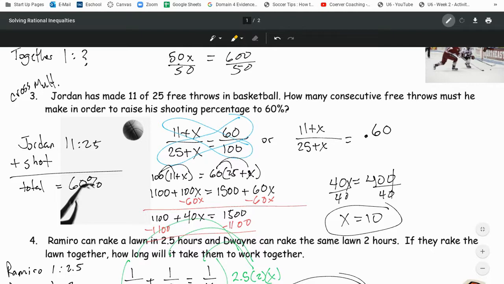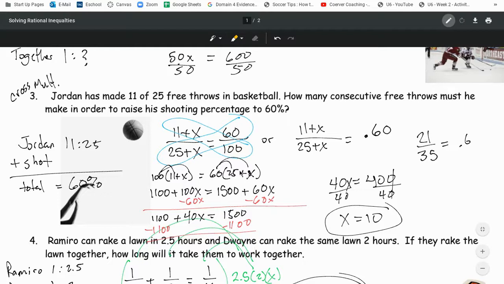Okay, an easy way to check it. If I add 10 to both 11 and 25, then that means he has 21 over 35. And then I can just check that in a calculator. 21 divided by 35 does in fact give me 0.6. So that's 60%.